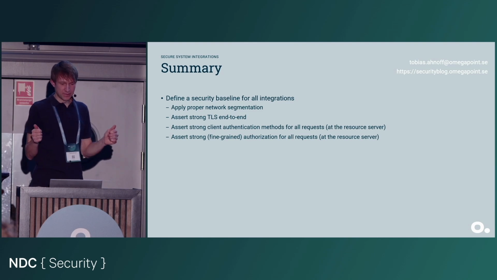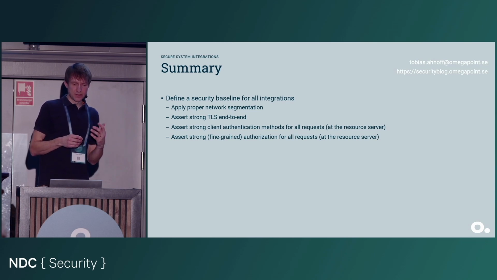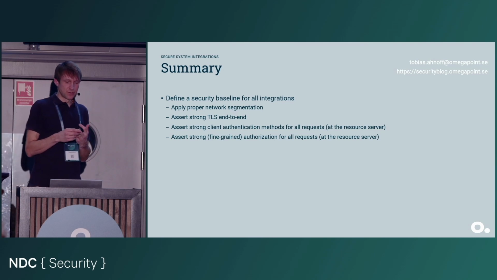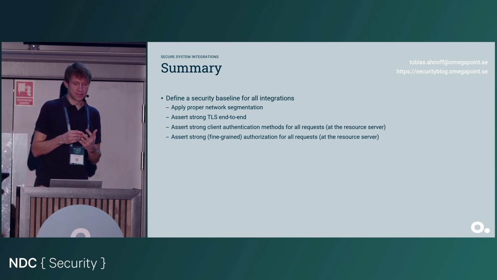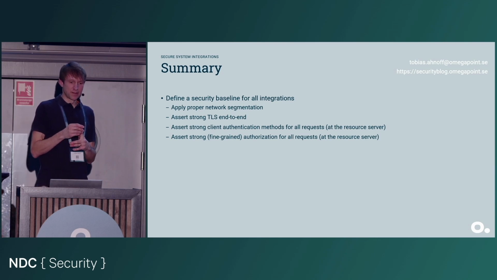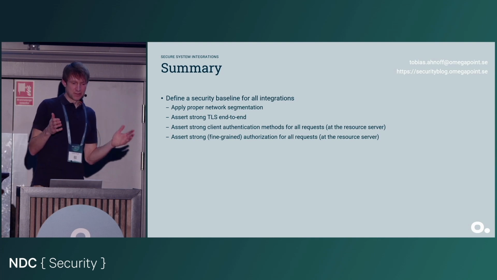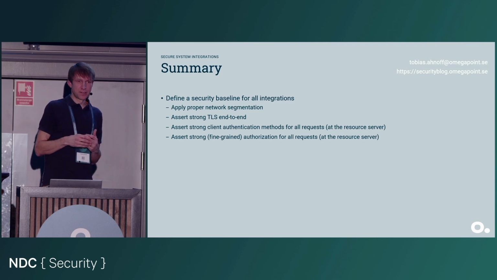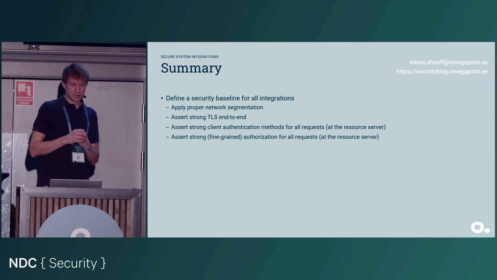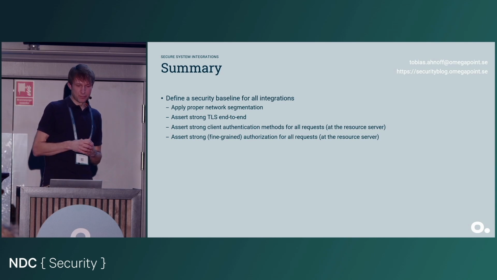And assert strong client authentication methods for all requests. That's of course really important, and even if you don't have high security requirements, so you can't use mutual TLS or this new private key JWT thing, then you could harden the basic authentication by using random, good secrets, rotating them, and proper key management. So there's a lot of work that you can do there to mitigate risks, even if you can't use asymmetric methods. But if you use those, you still have to rotate those certificates, so that problem doesn't go away.